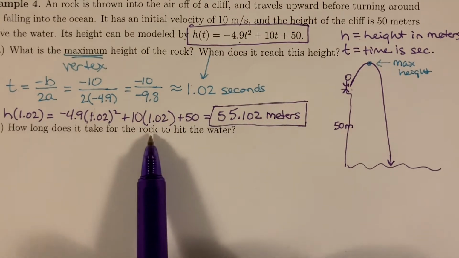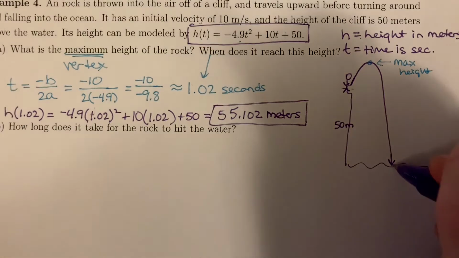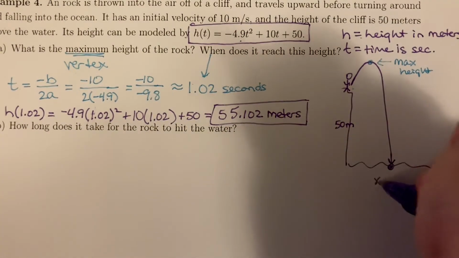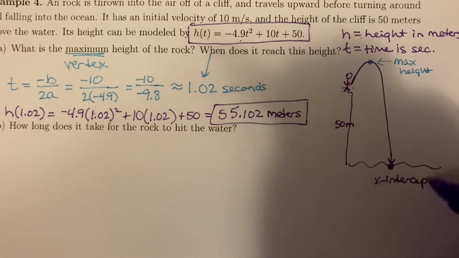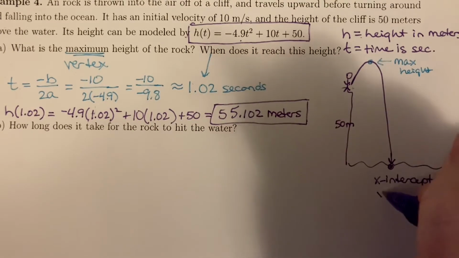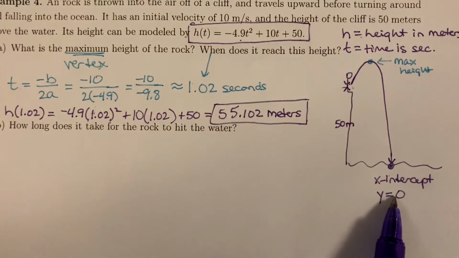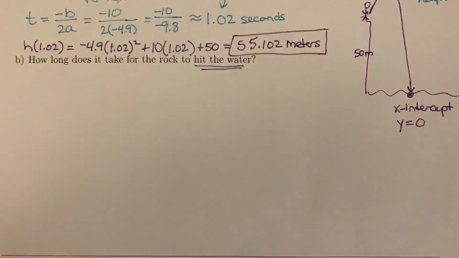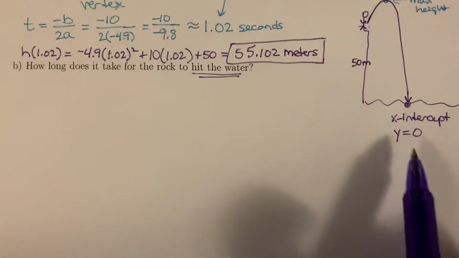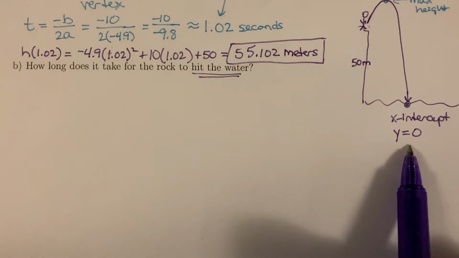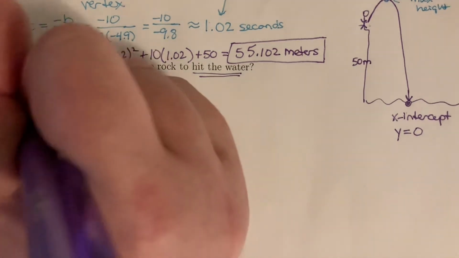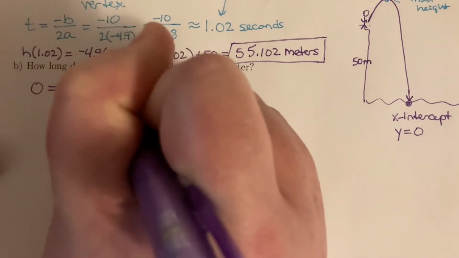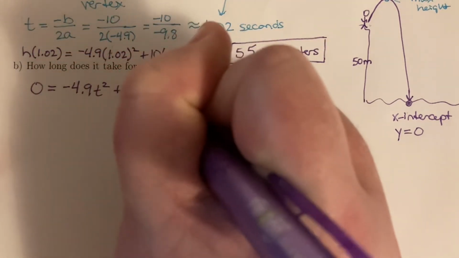How long does it take for the rock to hit the water? All right, so on my picture, what that's talking about is the x-intercept. That means where y equals 0, or the height equals 0. So when we talk about hitting the ground or hitting the water in these kind of problems, they're talking about setting the height to be 0. All right, so let's do that. 0 equals negative 4.9 t squared plus 10t plus 50.